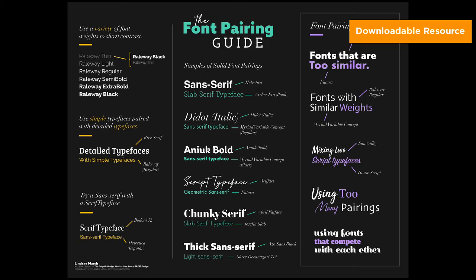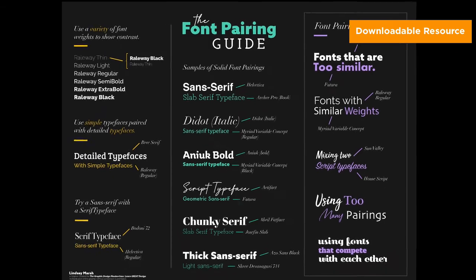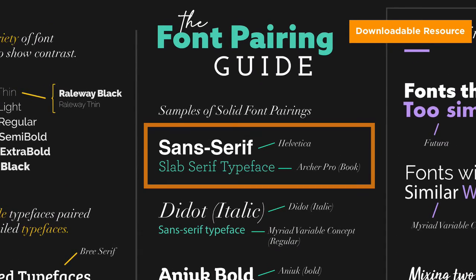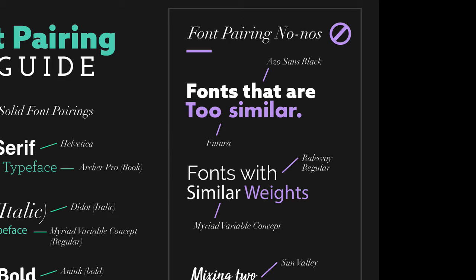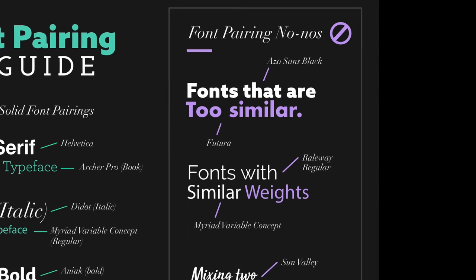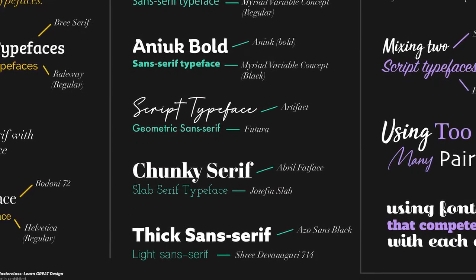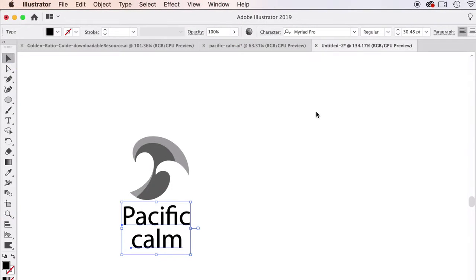It's really up to you, but just some I've used in the past, like pairing a sans serif typeface with a serif, and some no-nos, like you never want to put two very similar logotypes or typefaces together, because then they're not differentiated enough. And I think that's the key to font pairing, is finding differentiation and contrast between your words so they can be read as separate words. So Pacific and then calm can be treated a little bit differently, and we can play around with that idea.